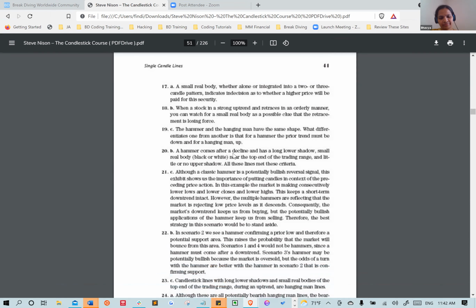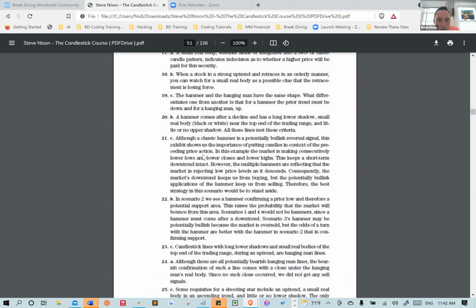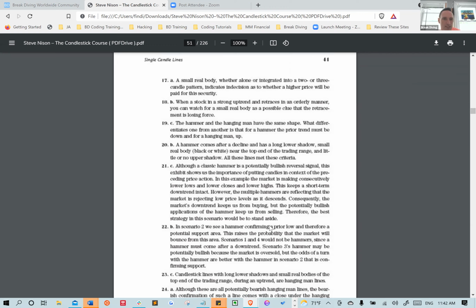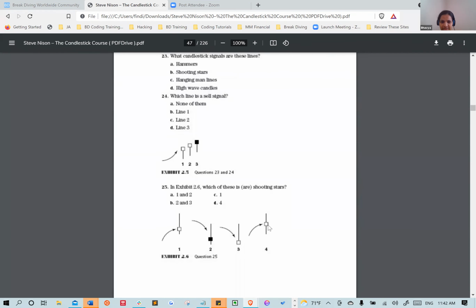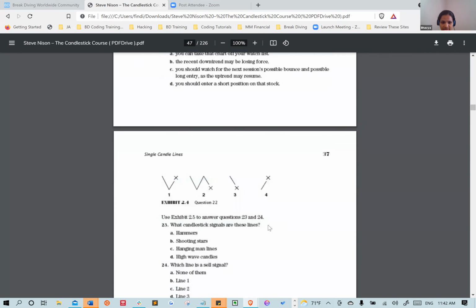The hammer comes after a decline and has a long lower shadow, a small real body near the top end, and little to no upper shadow. Okay. Although a classic hammer is a potentially bullish reversal signal, this exhibit shows us the importance of putting candles in the context of the preceding price action. 21C. Let's look at what the chart is. I think that's 21.